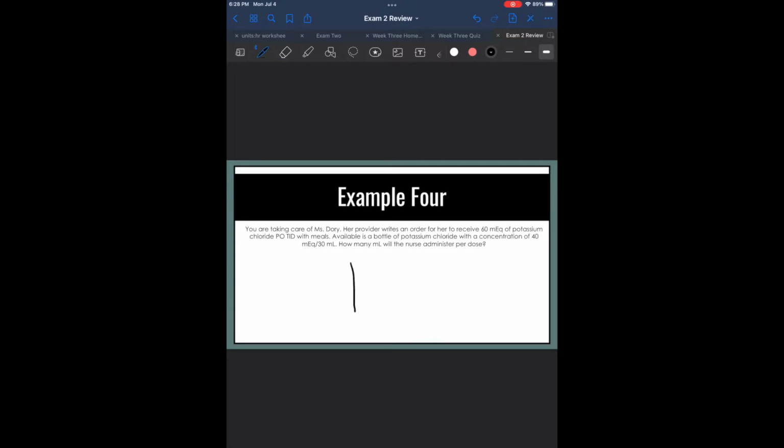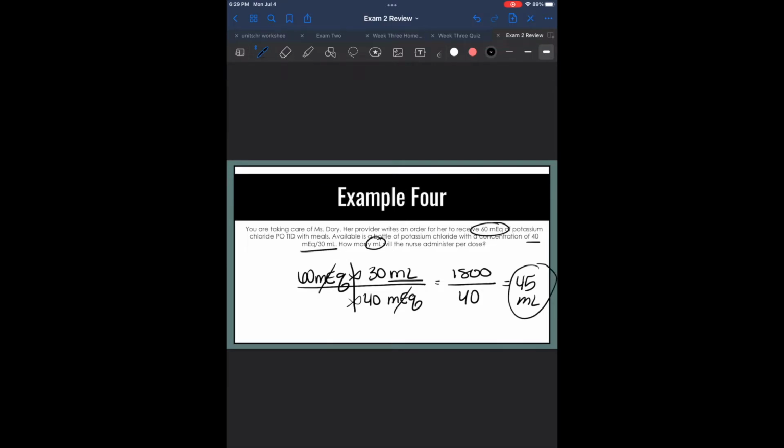So we have our dimensional analysis cross here. Our order, 60 milliequivalents, is going to go on the left. And we have 40 milliequivalents per 30 milliliters available. That's going to go on our right. So remember, they have to be diagonal to cross out. So 40 milliequivalents and 30 milliliters. Milliequivalents cross out because they're diagonal and they're the same. We have milliliters left, which is what our problem is asking our answer to be in. So we can multiply across the top and the bottom. So 60 times 30 is going to give us 1,800 divided by 40. And we are going to get a total of 45 milliliters as our answer.